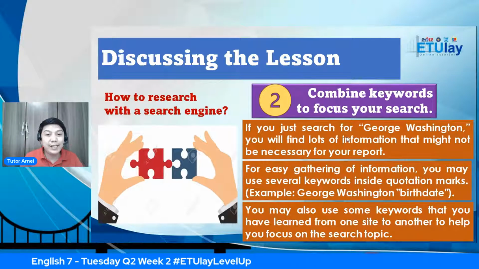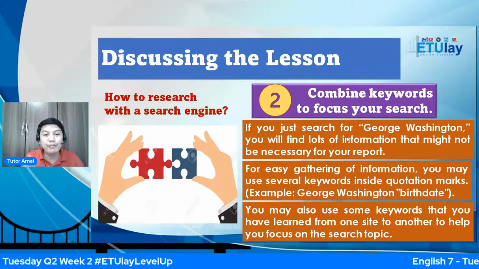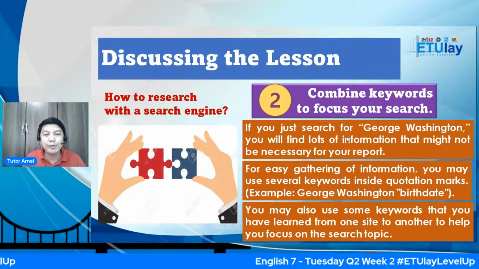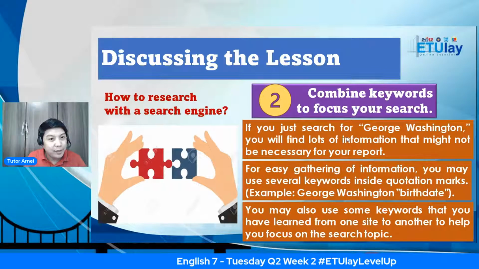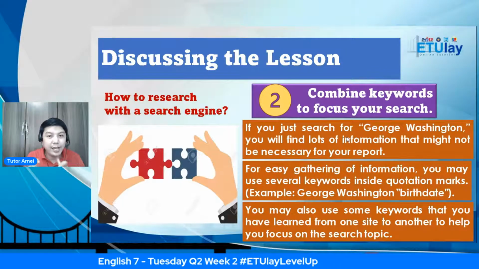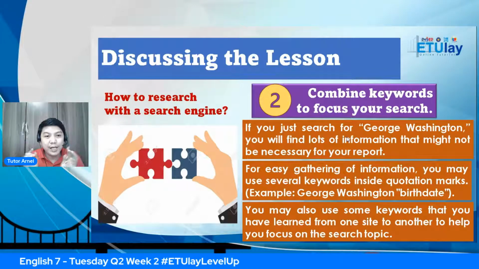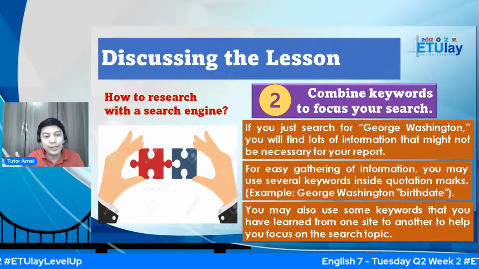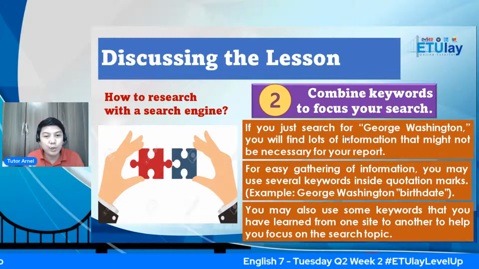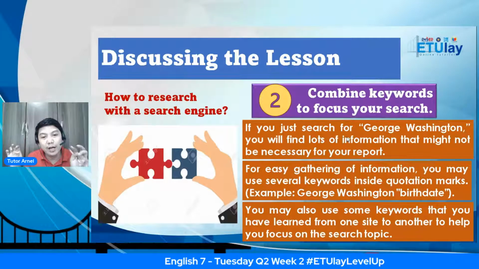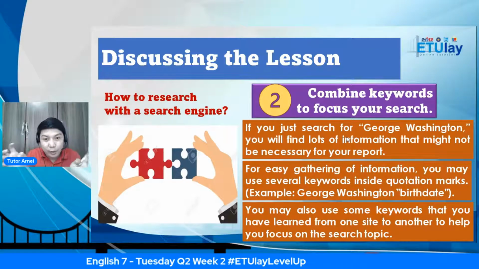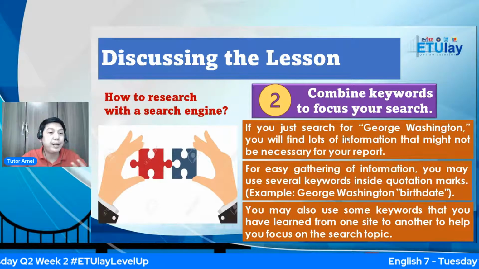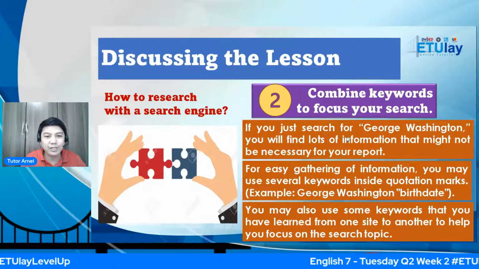So for easy gathering of information, you might use several keywords inside quotation marks. So for example, George Washington, you type it there on the search bar, and then you have to put quotation marks, and then yung word that you are looking for. So for example, you're looking for the birth date of George Washington. You just have to enclose the words in quotation marks and then click enter, and then it will be presenting you the necessary information.